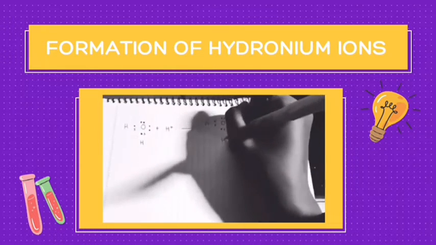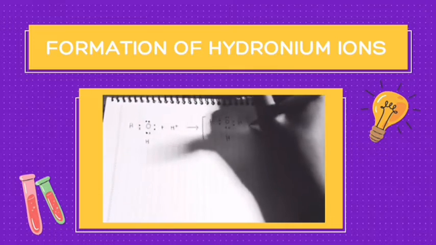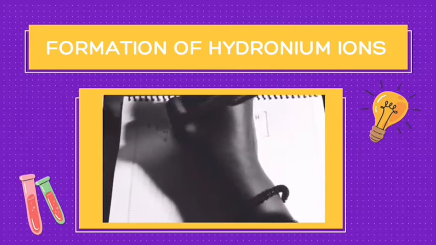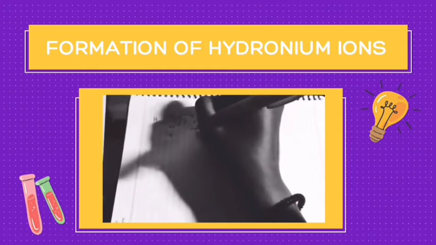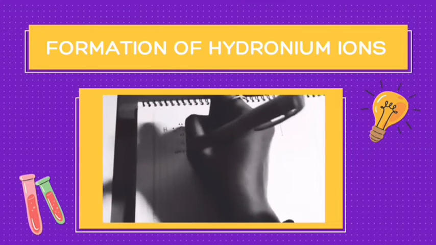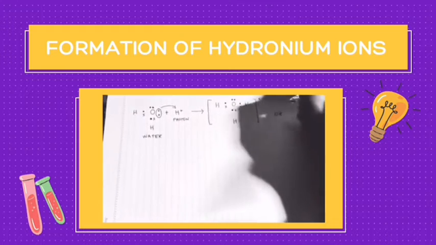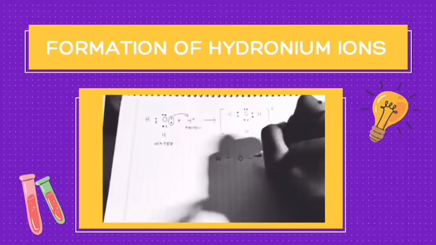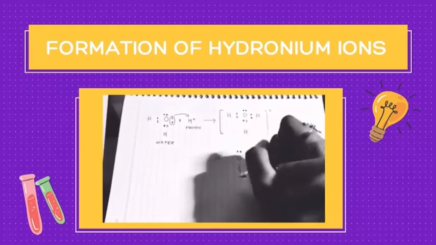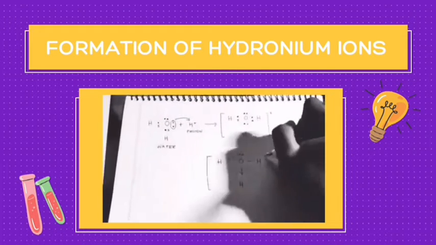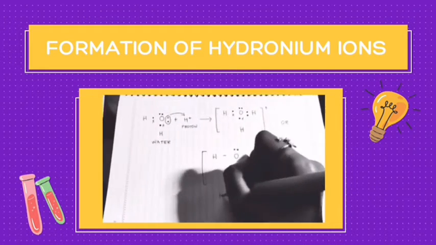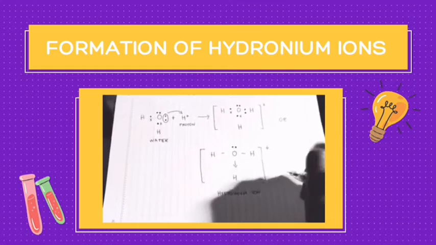Formation of hydroxyl ion. The hydroxyl ion or hydroxide ion is OH negative. It is formed when 1 hydrogen ion, H+, is removed from the water molecule. When H+ is removed from a water molecule, the shared pair of electrons remains with oxygen, as oxygen is more electronegative, and thus the hydroxyl ion has a negative charge.